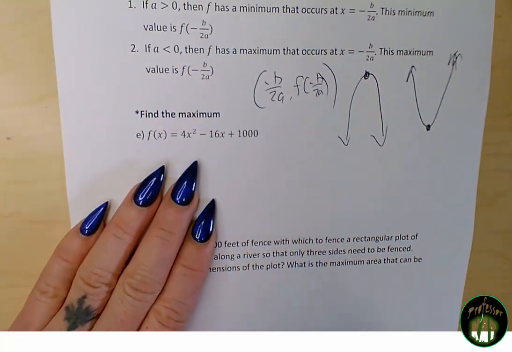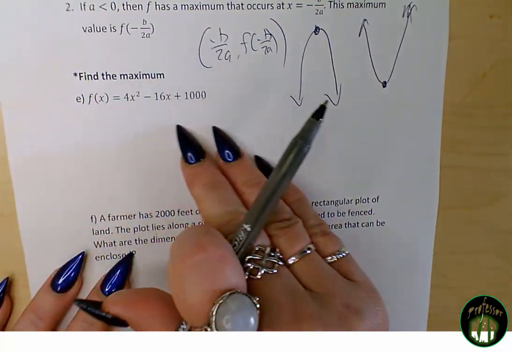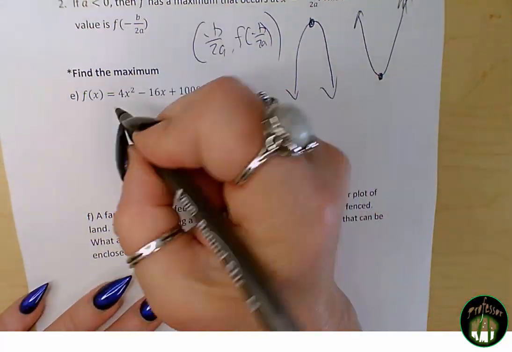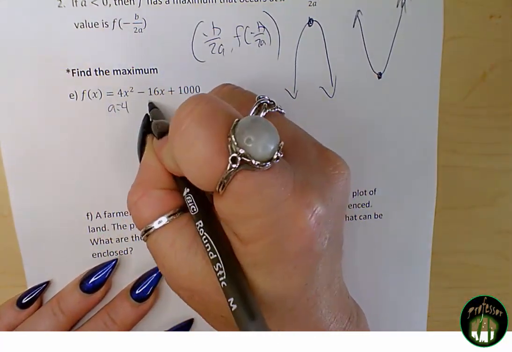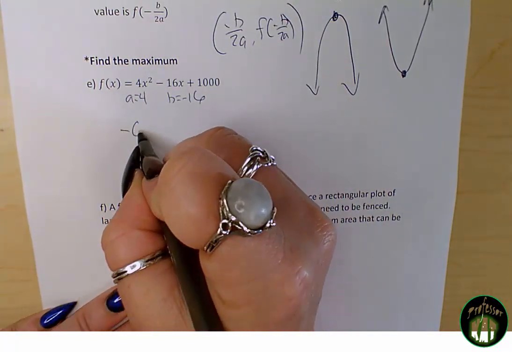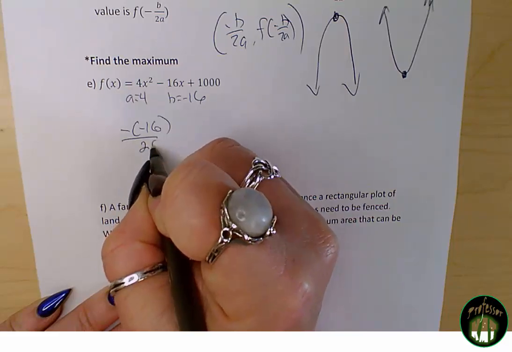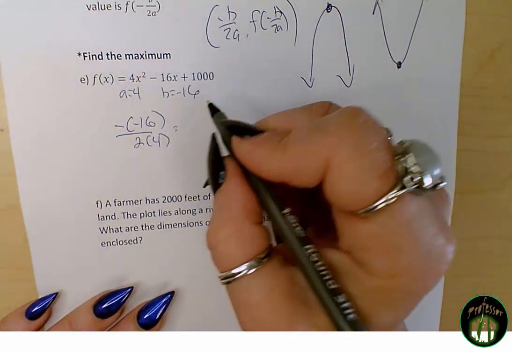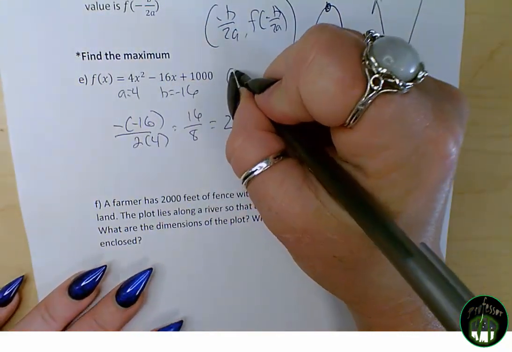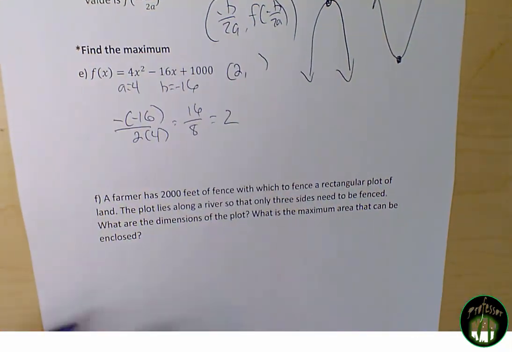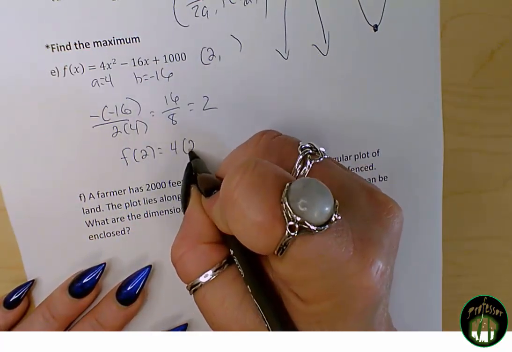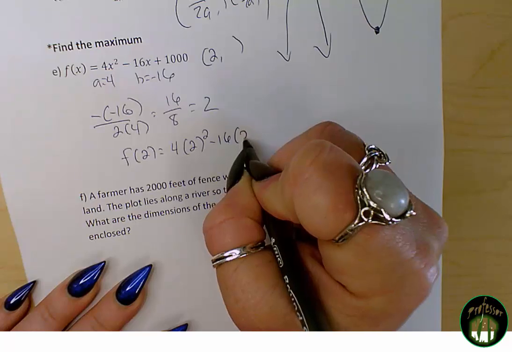So if you want to answer the following question, find the maximum of this quadratic equation, well, just plug it into negative b over 2a. A is a 4, b is negative 16. So we have negative b over 2a, and simplify. That gives us 16 over 8, which is a 2 for our x value. Plug that in, find f of 2. Let's calculate this real quickly here.